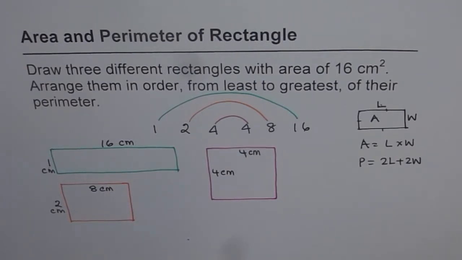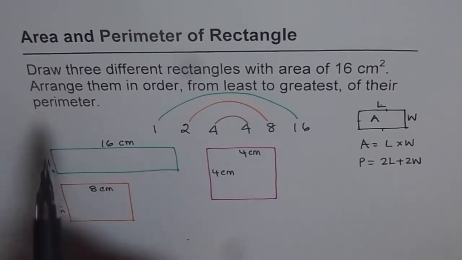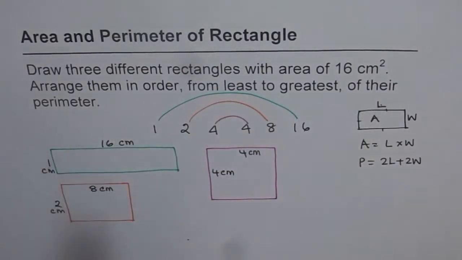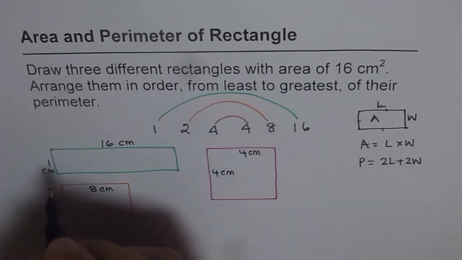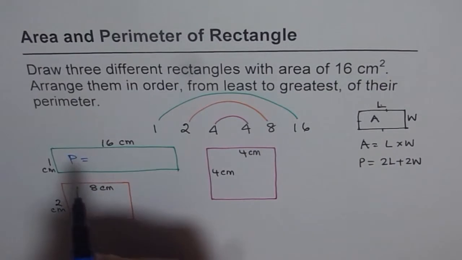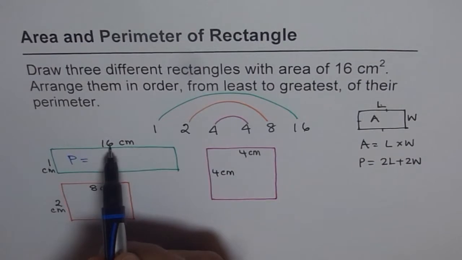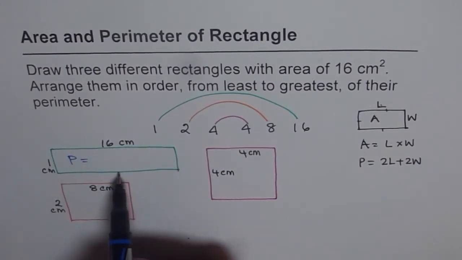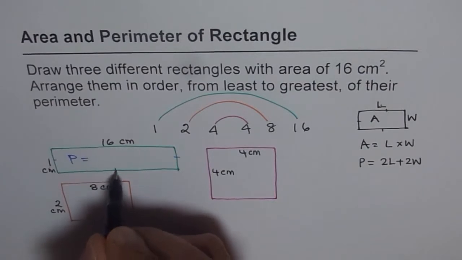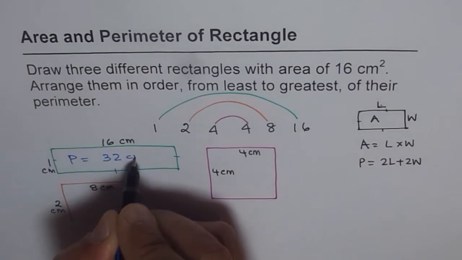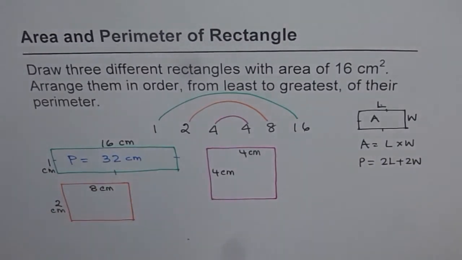That's correct. Now the second part of the question is arrange them in order from least to greatest of their perimeter. So I need to find their perimeters now. Now how can I find perimeter? Perimeter is sum of sides, and let us say P is the perimeter. So let's add these numbers. 1 plus 16 is 17. 17 times 2 gives me the perimeter because there are equal sides, right? So I can do like that, which is 34. So I get 34 centimeter as perimeter of my first rectangle.